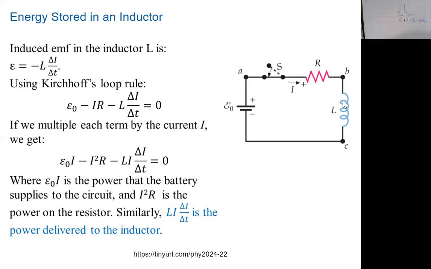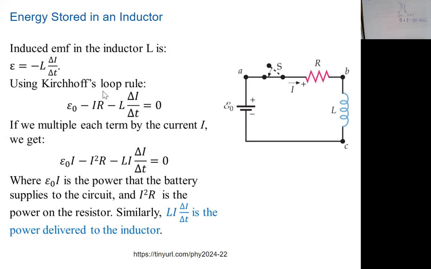You will then have energy stored in the inductor in the form of a magnetic field, energy stored in the magnetic field. When we have a capacitor, you have energy stored in the capacitor as energy stored in the electric field. In this case, it's the same here. So the induced EMF in the inductor is equal to minus L delta I divided by delta t.